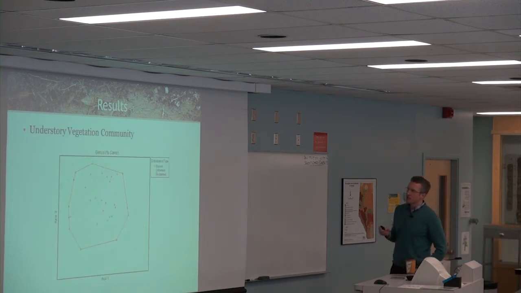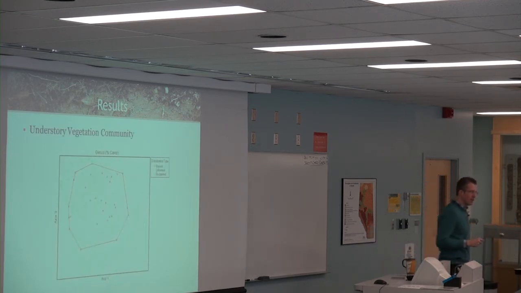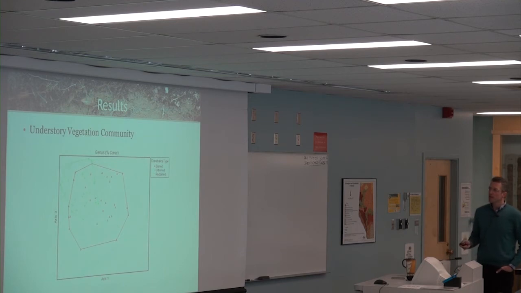The other thing that I can show you just with ordination is just the vegetative or the plant community dynamics. And so this is understory vegetation. So it's aspen, spruce, overstory community. And this is understory vegetation at the genus level. So same thing, ordination space.